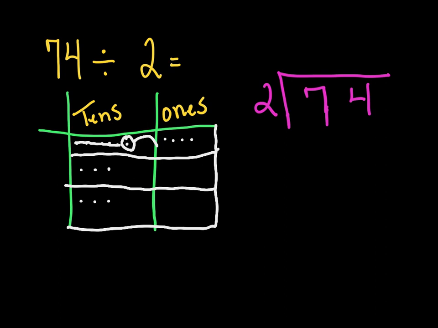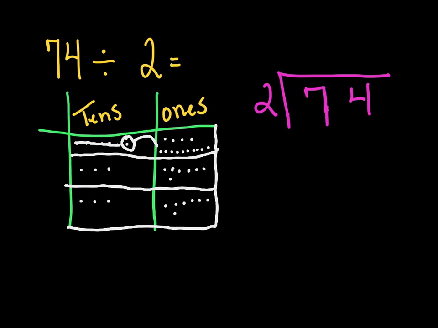So we're going to have 10 ones. We have 1, 2, 3, 4, 5, 6, 7, 8, 9, 10. So that means we have 14, and that is divisible by 2. We can divide by 2 into 14 because it goes 7 times. So let's split up the 14. 1, 2, 3, 4, 5, 6, 7, 8, 9, 10, 11, 12, 13, 14.